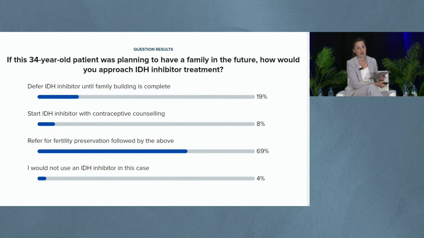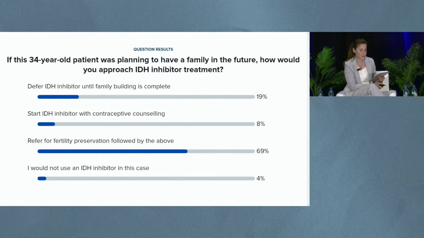The one thing I want to also highlight is that for male and female patients, contraception is important, but the importance of barrier contraception, because of interactions between hormonal contraception and IDH inhibitors that can result in lower activity and effectiveness of the hormonal contraceptive methods.